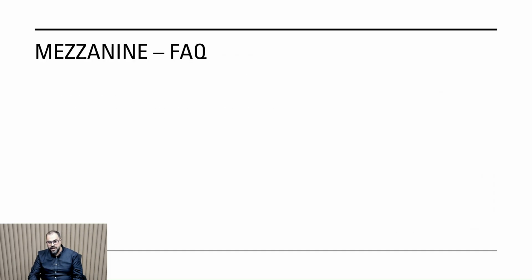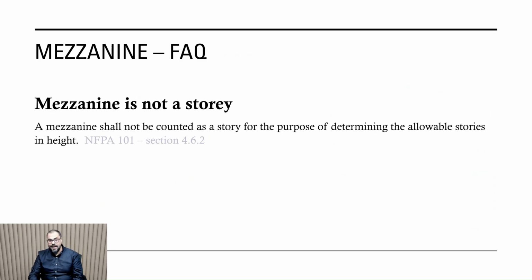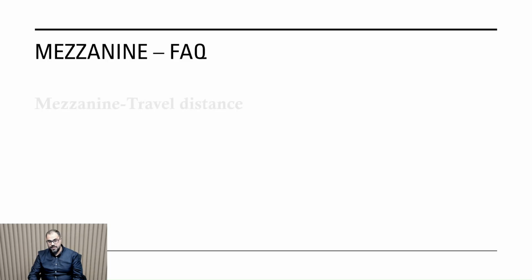I encountered many questions from the architects during the design stages, and also some notes which are critical to consider. The first one is that the mezzanine is not a story. A mezzanine shall not be counted as a story for the purpose of determining the allowable stories in height, as per NFPA 101, Section 4.6.2. That means the mezzanine will affect the construction type and any other requirement related to the number of stories.